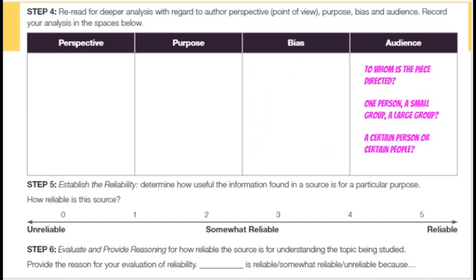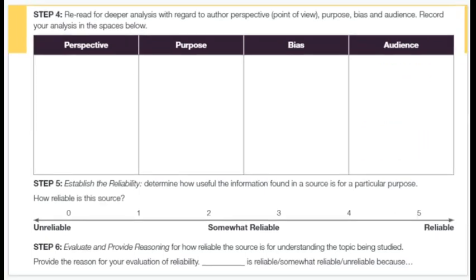And finally, the audience. To whom is this piece directed? Who was this said, written, spoken to? Is it one person, a small group, a large group, a certain person, certain people at a certain time? Then after you do that, you can determine reliability. So now, when you go back and read the source, you're going to look for the perspective again, the purpose, the bias, and the audience.